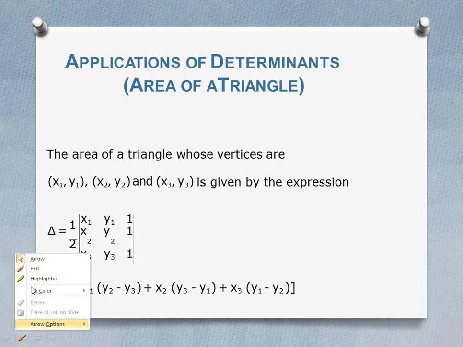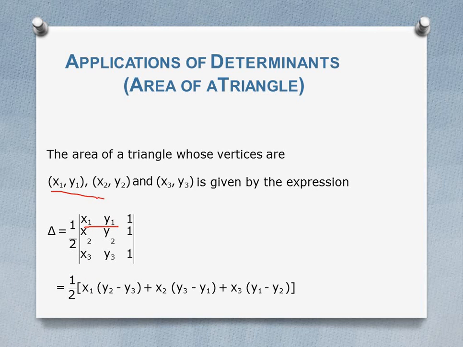In this case first point is taken as first row, second point is taken as second row, and third point is taken as third row, and third column can be written as 1 1 1. Understood? Now we can solve this determinant so as to get the value of determinant as this.